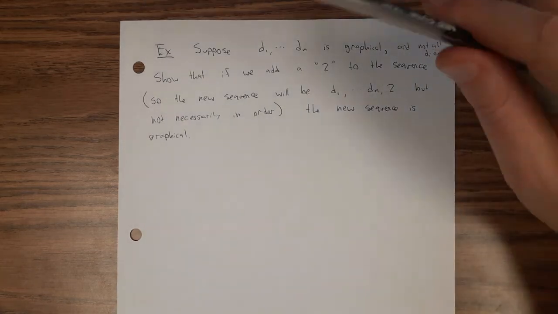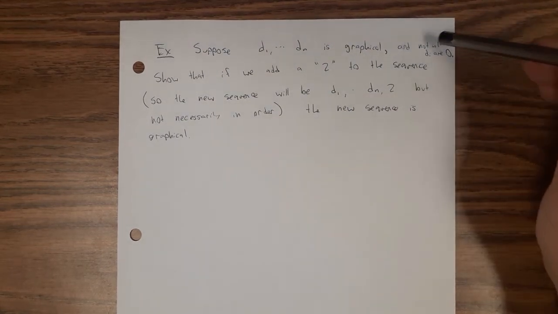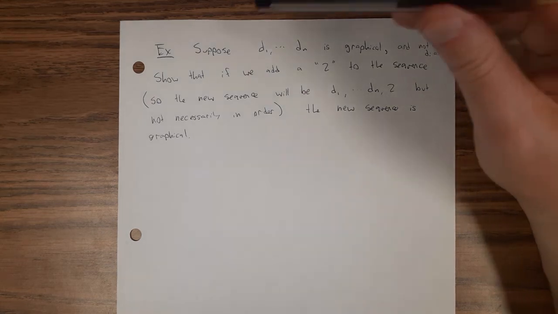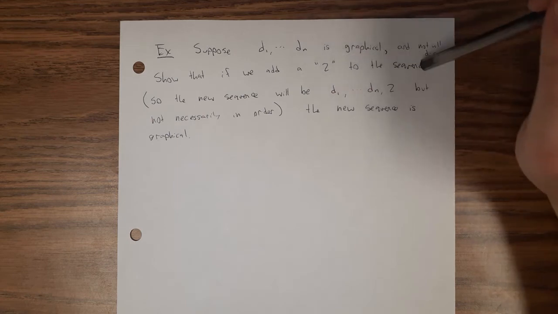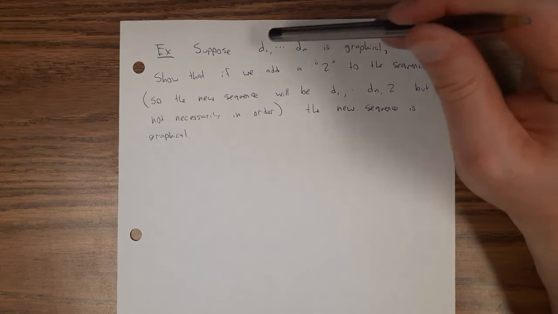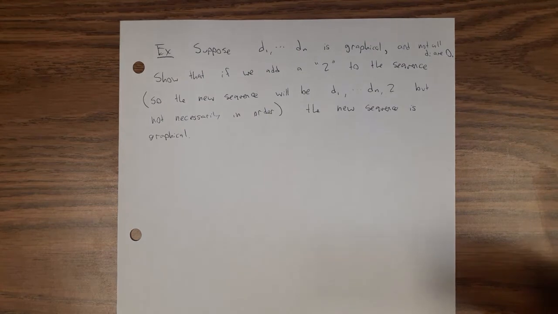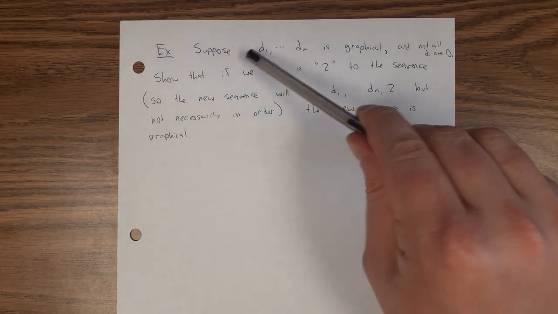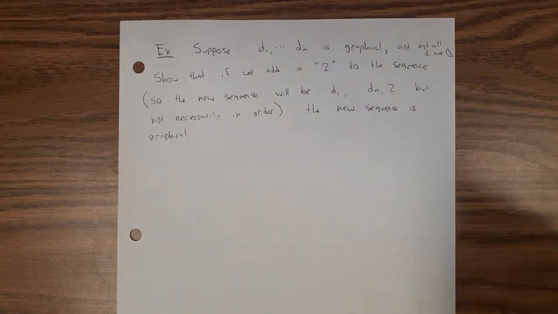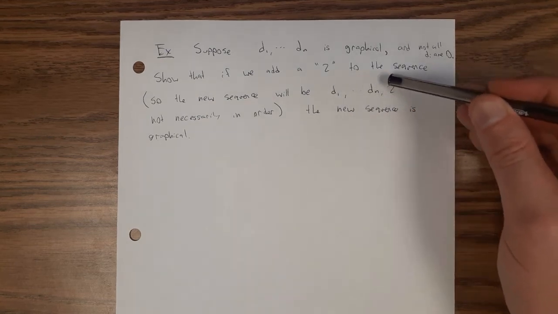So suppose we have a sequence, D1 through Dn, and it's graphical, and not all of the degrees are 0. Show that if we add a 2 to the sequence, and just to be clear, what do I mean by adding a 2? I don't mean adding 2 to one of these numbers. I don't mean you do D1 plus 2. I mean that I'm going to make a longer sequence. The original sequence has a length of n. The new sequence is going to have a length of n plus 1, and the only difference is that it's going to have an extra 2.